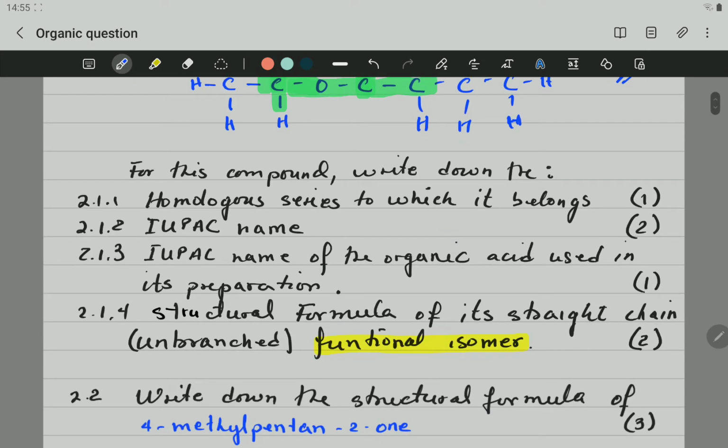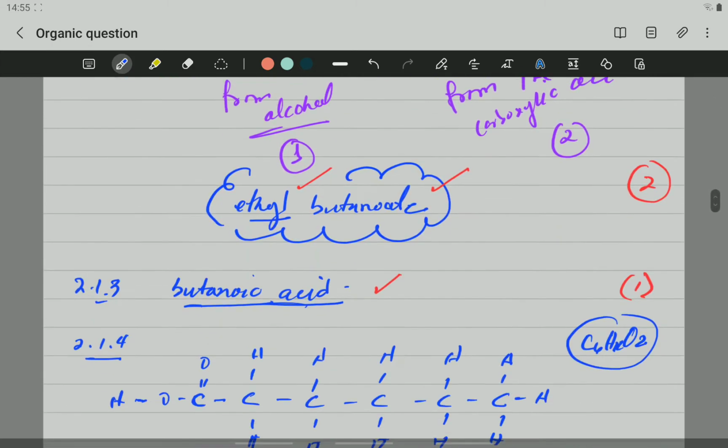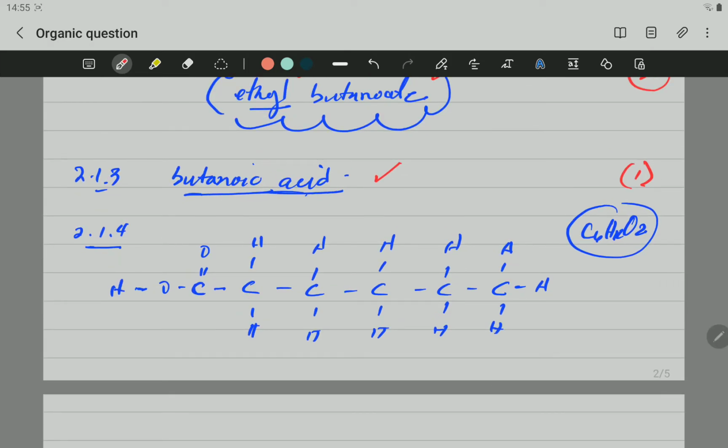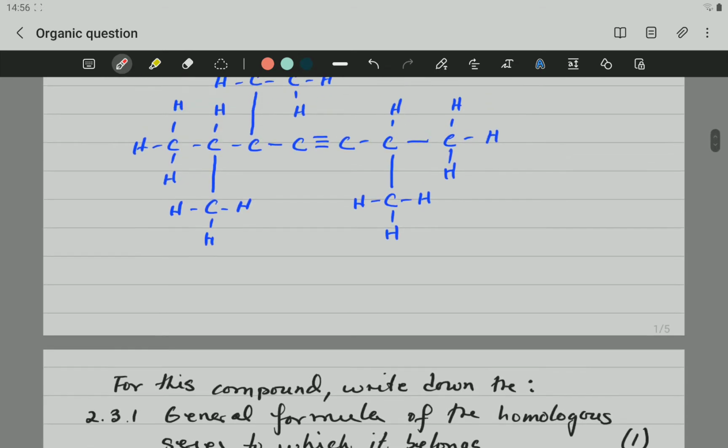So that is the structural formula of its straight chain functional isomer, and that is the answer. The marks are as follows. 1 mark is for the functional group, which must be correct, and the second mark for the whole structural formula. There are 2 marks. Everything must be correct, and then you will get the second mark. Let's go to the next question.